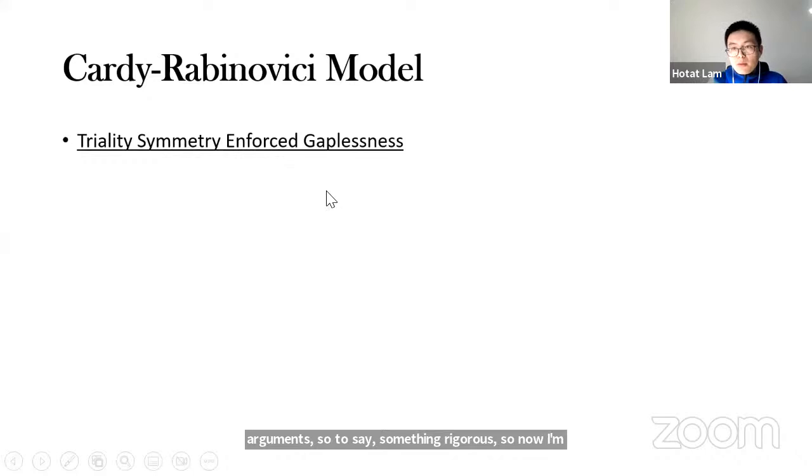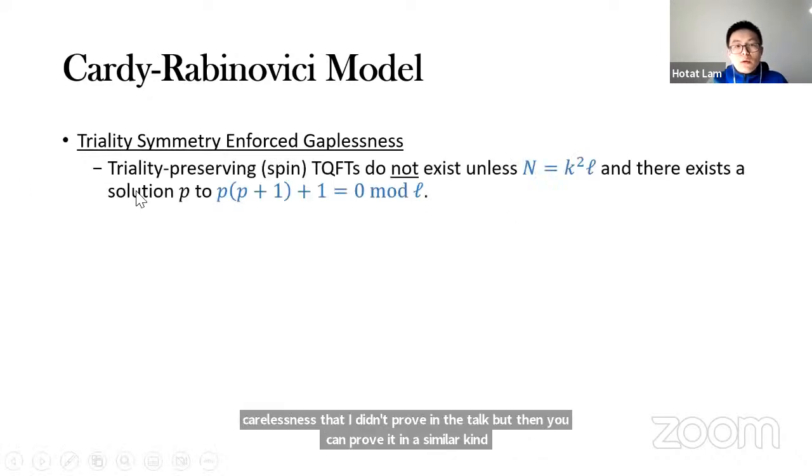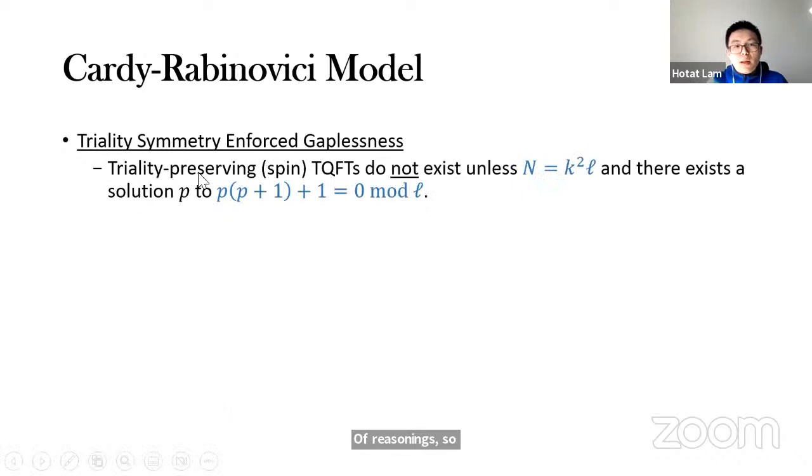I didn't prove it in the talk, but you can prove it with similar kinds of reasoning. So what it states is that triality-preserving topological orders do not exist unless n takes the following form: unless n can be factorized into k squared times L. And then there's a solution to this complicated equation, that p times p plus 1 equals 0 mod L. So unless these conditions are met, there are no triality-preserving TQFTs.